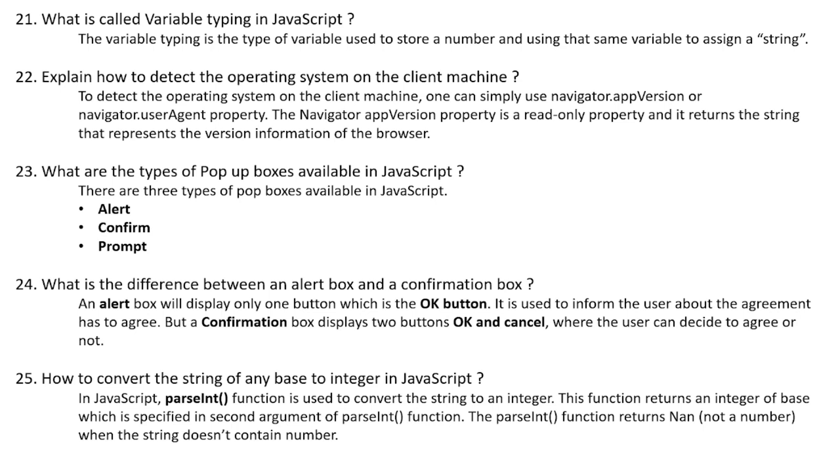Question 25. How to convert a string of any base to an integer in JavaScript? Answer. In JavaScript, the parseInt function is used to convert a string to an integer. This function returns an integer of the base which is specified in the second argument of the parseInt function. The parseInt function returns NaN, not a number, when the string doesn't contain a number.